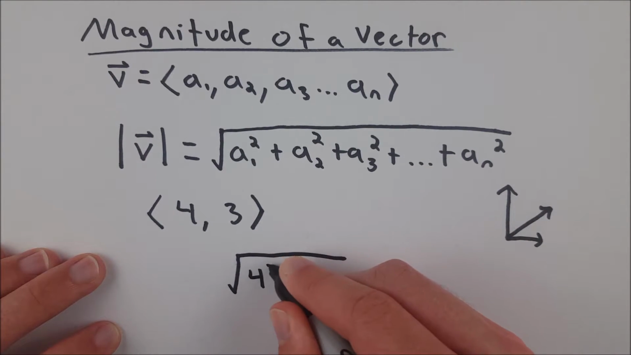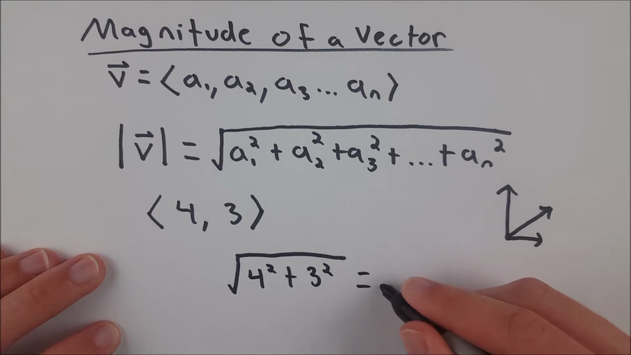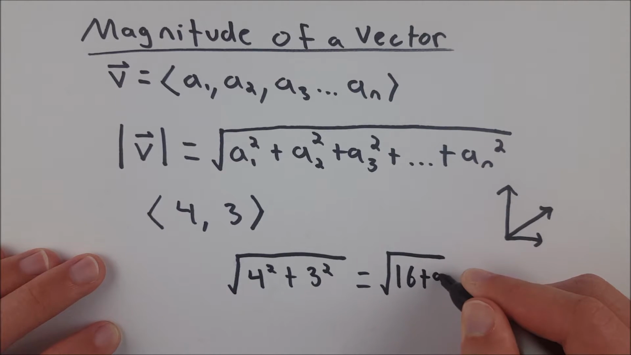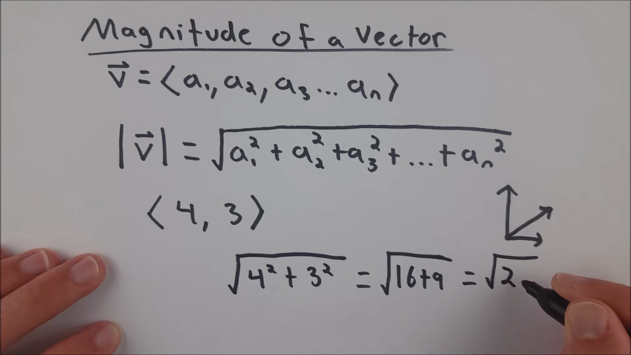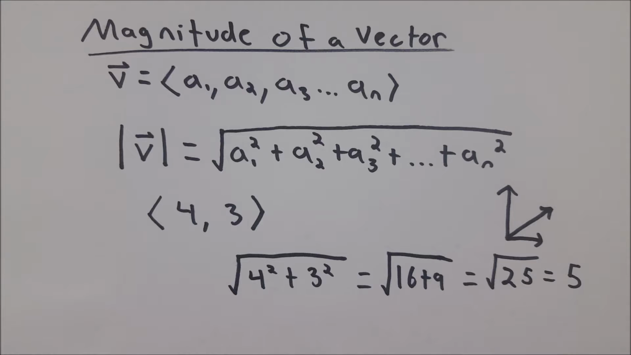So that's the square root of 4 squared plus 3 squared, which of course is equal to the square root of 16 plus 9, which is equal to the square root of 25, which is equal to 5. It could also be negative 5, and when we're measuring the magnitude of a vector, a negative number does sometimes make sense. But in this case, we've got positive 5. The vector's pointing in a positive direction. So that is our magnitude, and that's all there is to it.